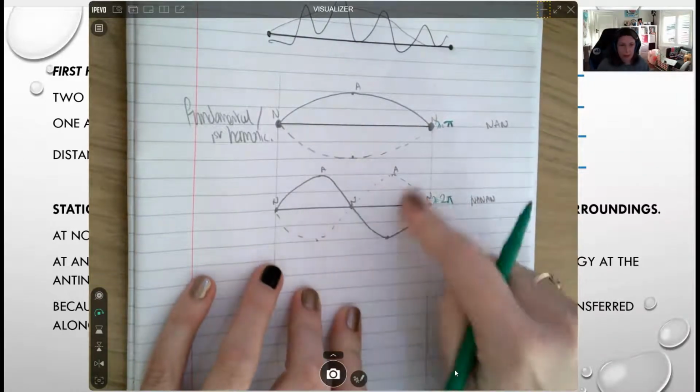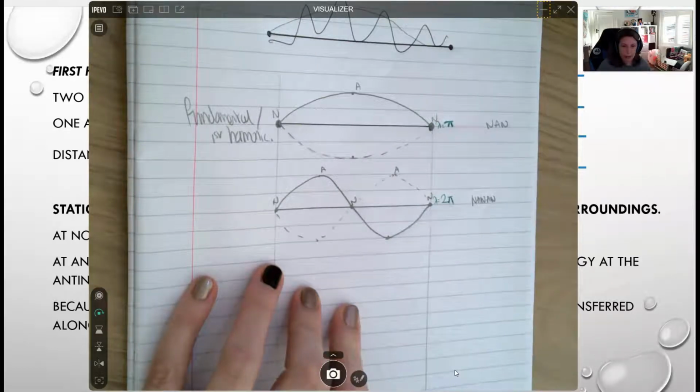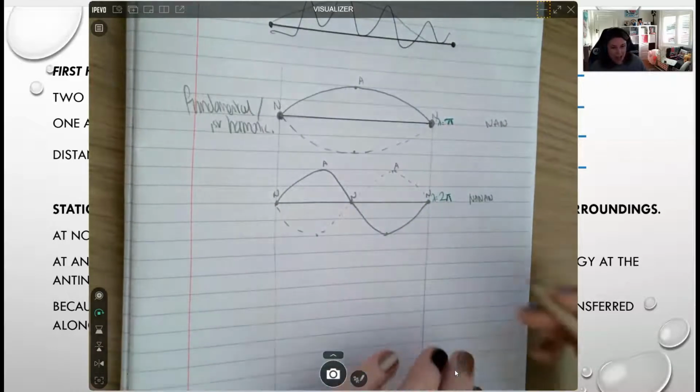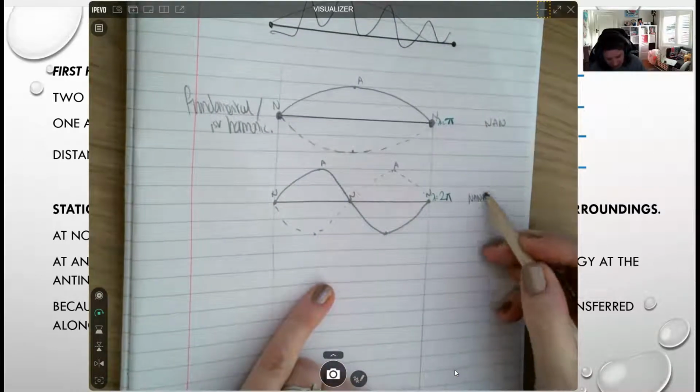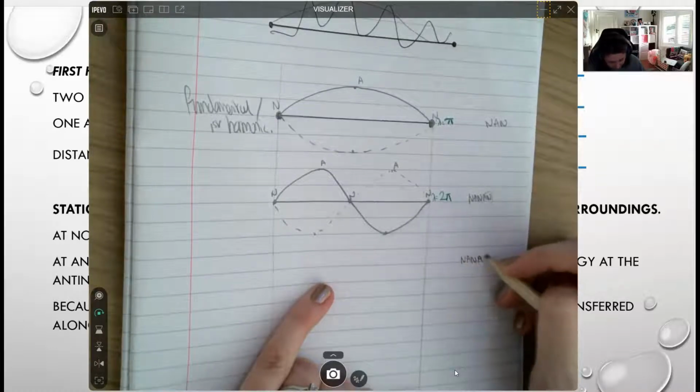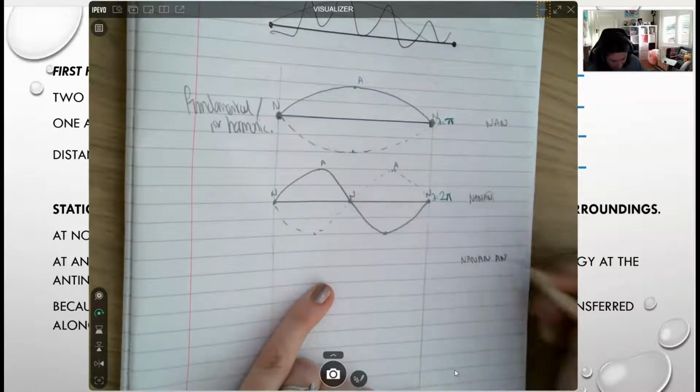Yeah? So you've got a whole wavelength on there. Do you see? Okay, so the next one is going to be 1.5 wavelengths. So we just add another antinode on the end here. So we're going to have a node, antinode, node, antinode. Yeah, so every time you add an antinode.